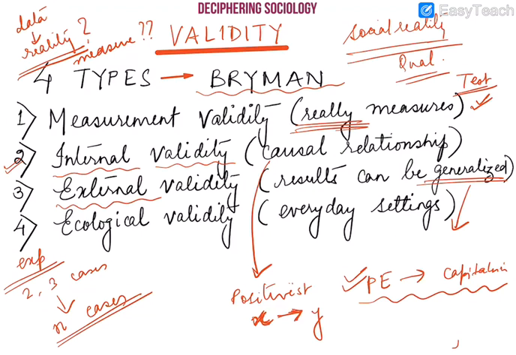The next one is ecological validity. Ecological setting means the surroundings. So this means whether the social science theories hold true in everyday settings or not. We are seeing the practical aspect. Theoretically it has been proved, but whether it is possible practically or not is tested by this ecological validity.